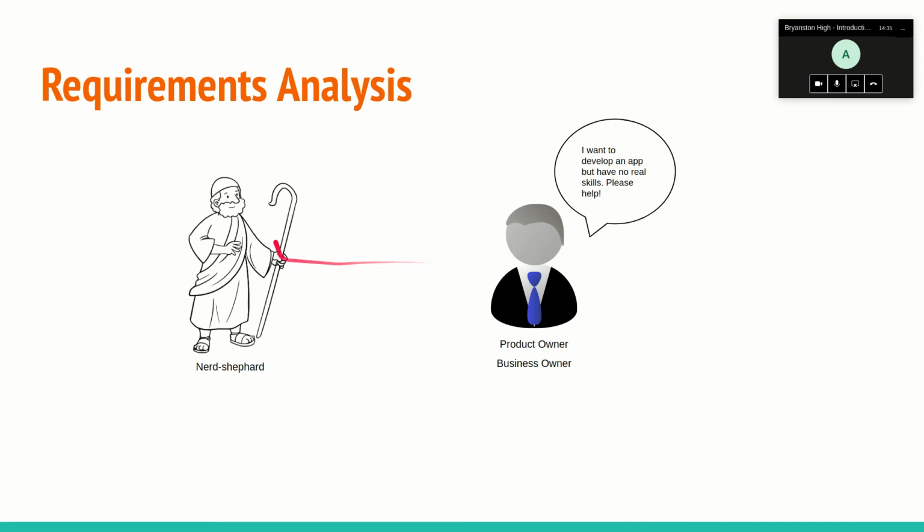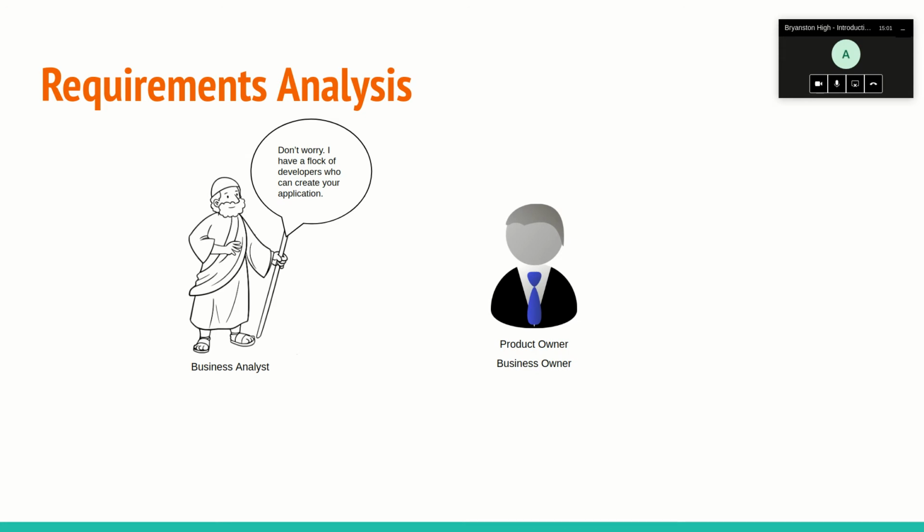All right, and eventually what they're looking for is another person, which I've called here a nerd shepherd, because that's pretty descriptive for what they're doing. Okay, but more formally they're called maybe a business analyst, a project manager, even a developer. Lots of people can do this. A chief technology officer, a CTO, would sort of fulfill this role in certain companies. And what this person would say is like, hey, don't worry, concerned business owner. I have a flock of developers who can create your application. I have some friends. We're skilled developers, and we can actually create the app for you.